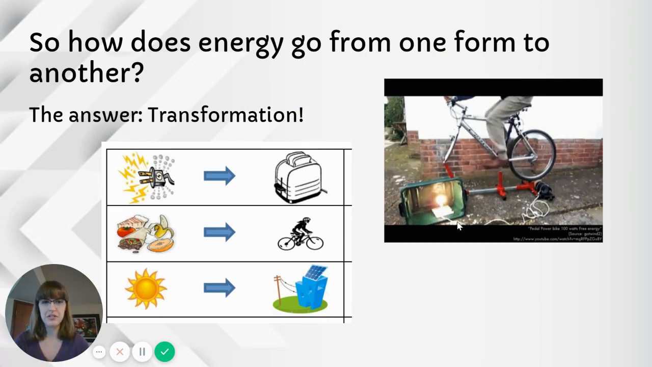So for example, here we've got a person pedaling a bike. That's kinetic energy, they're moving. And he's lighting up this light bulb, which is electrical energy. It's going from one form to another. This happens all the time in our daily life. It'd be really hard to do stuff if energy couldn't go from one form to another. For example, I couldn't eat my toast if I couldn't get electrical energy into heat and kinetic energy in order to warm up my toast and pop it up.